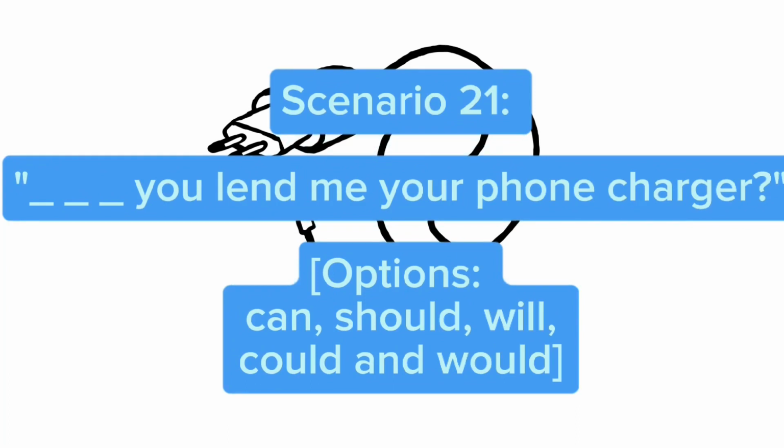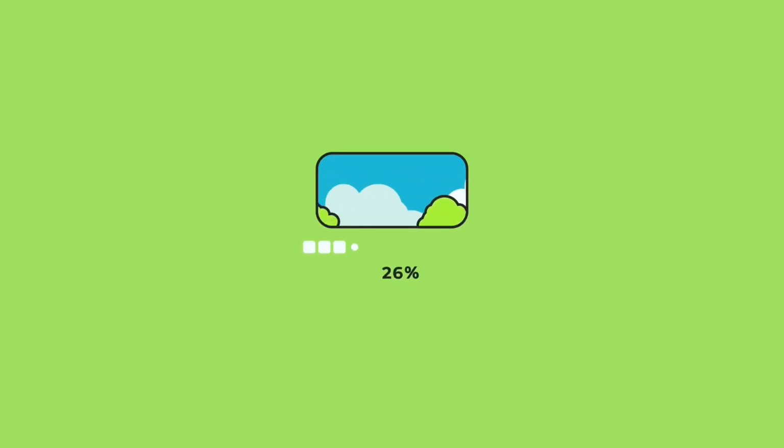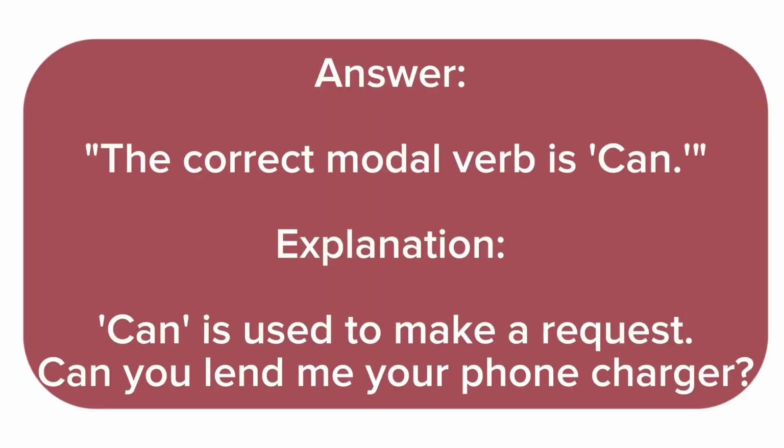Scenario 21. You lend me your phone charger? Options: can, should, will, could, and would. Answer: the correct modal verb is can. Explanation: can is used to make a request. Can you lend me your phone charger?